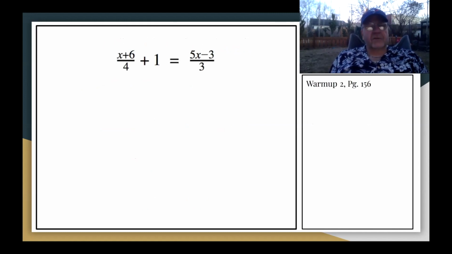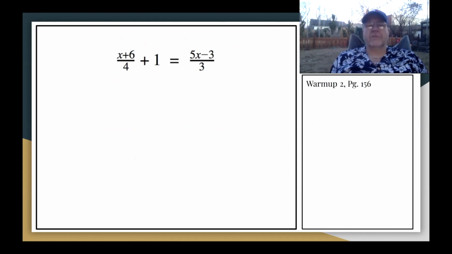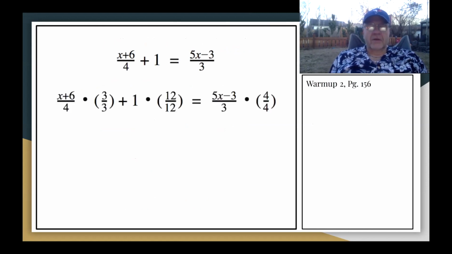x plus 6 over 4 plus 1 equals 5x minus 3 over 3. So the deal here is to convert every single term under a common denominator. Okay, now there's 2 ways to do it. I'm going to show you sort of the long form way that gives rise to a little shortcut later on.